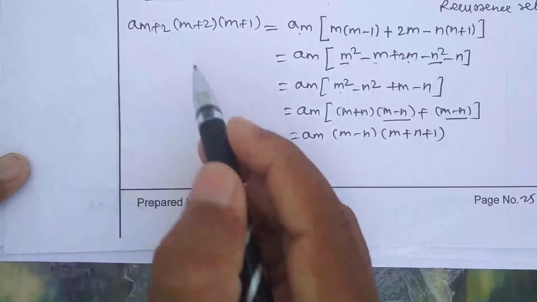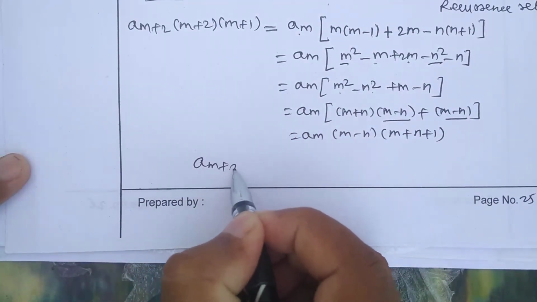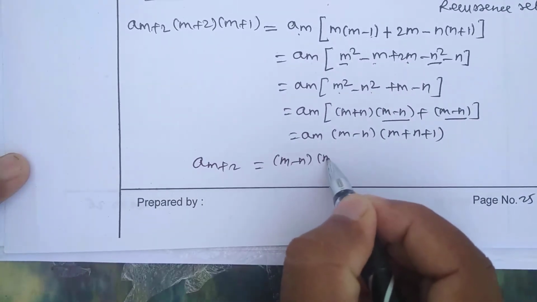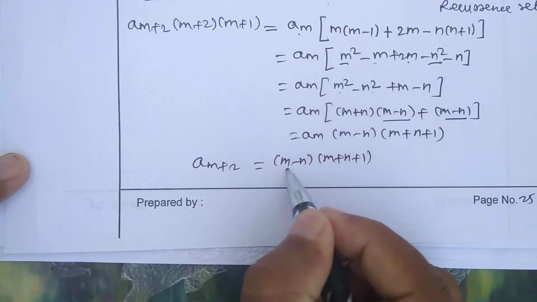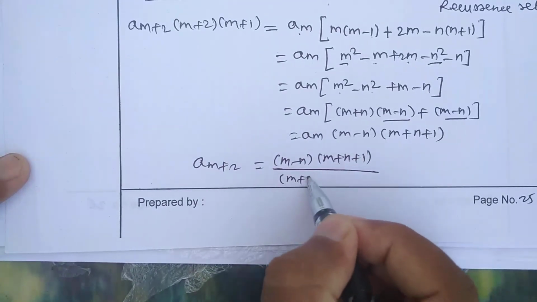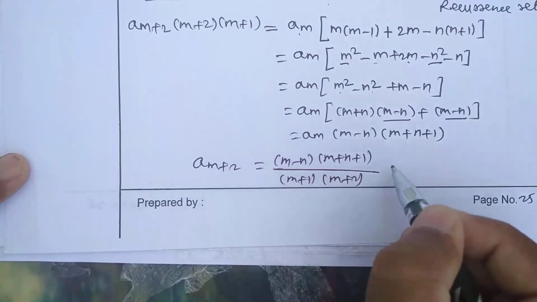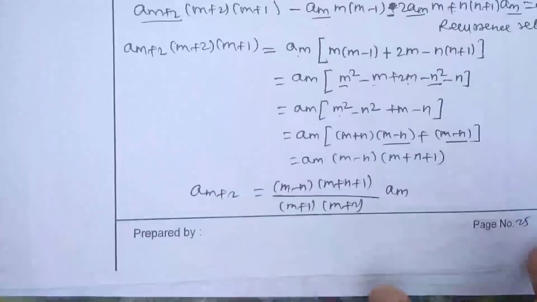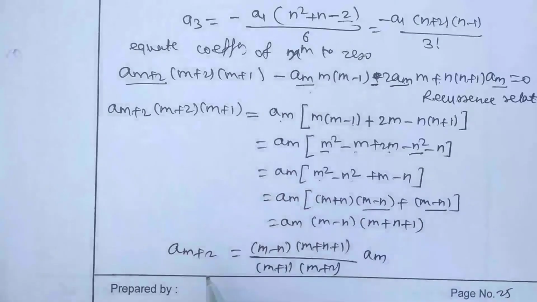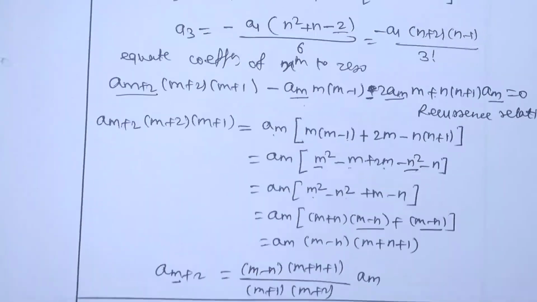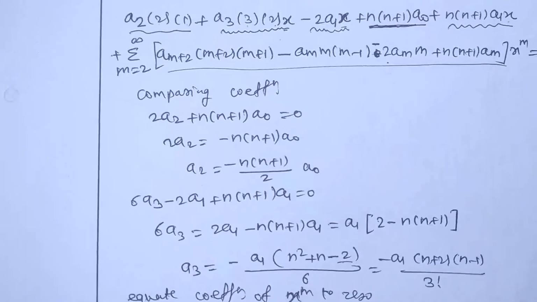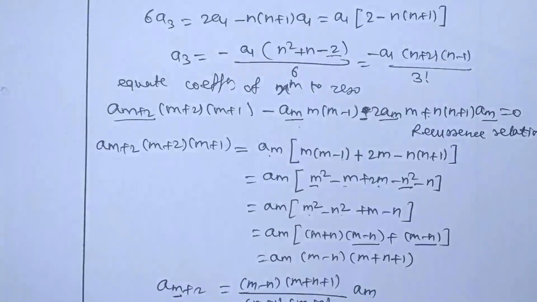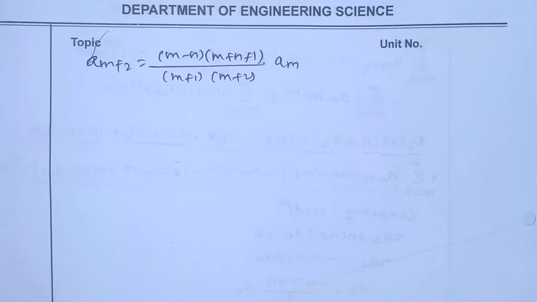So you will get this am plus 2 is equals to m minus n, m plus n plus 1 upon m plus 1, m plus 2 am. From this we have to calculate a4 because we already calculated a3 here. So you have to calculate a4, so put m is equals to 2. So what you will get, see, I am going to write this expression again on the next page. So put m is equals to 2.